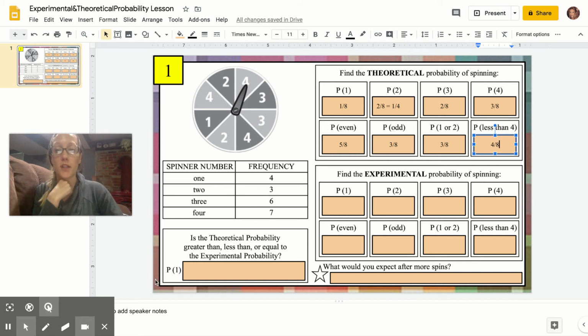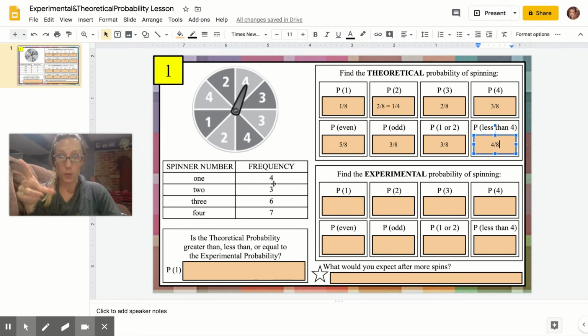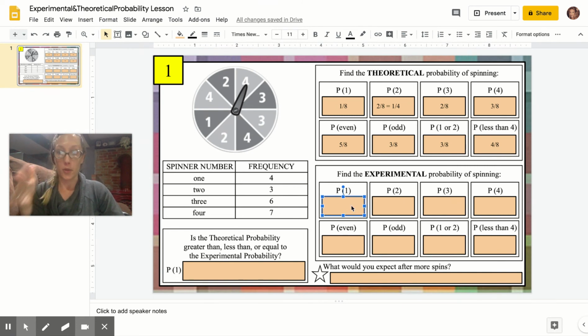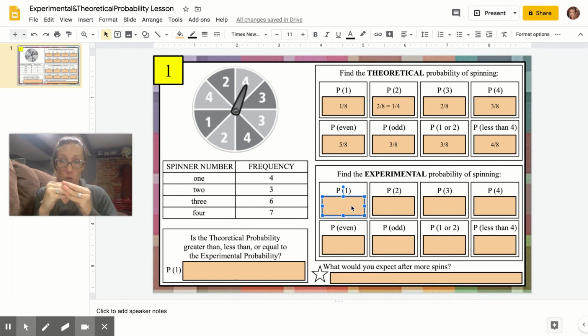Okay, now I'm ready to do my experiment, right? So here I sat there like I had no life, and I spun this spinner a bunch of times, and I landed on a 1 4 times. I landed on a 2 space 3 times, landed on a 3 space 6 times, and I landed on a 4 space 7 times. So to do experimental probability, your numerator is going to be how many times did you land on it? And then you're going to put it over your total number of tries.